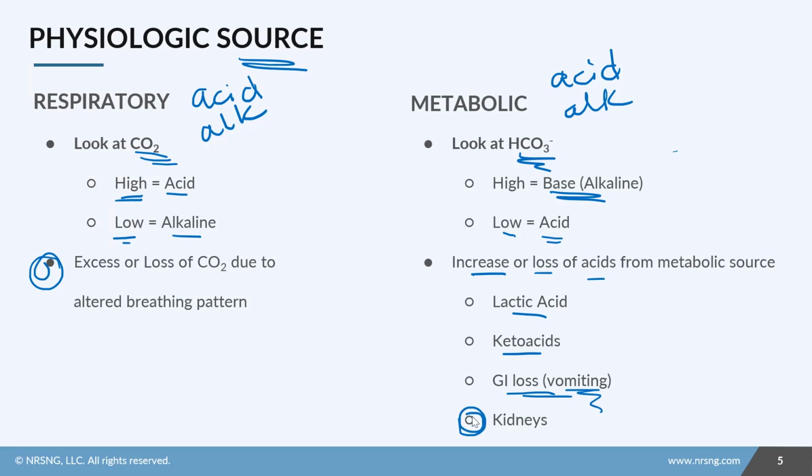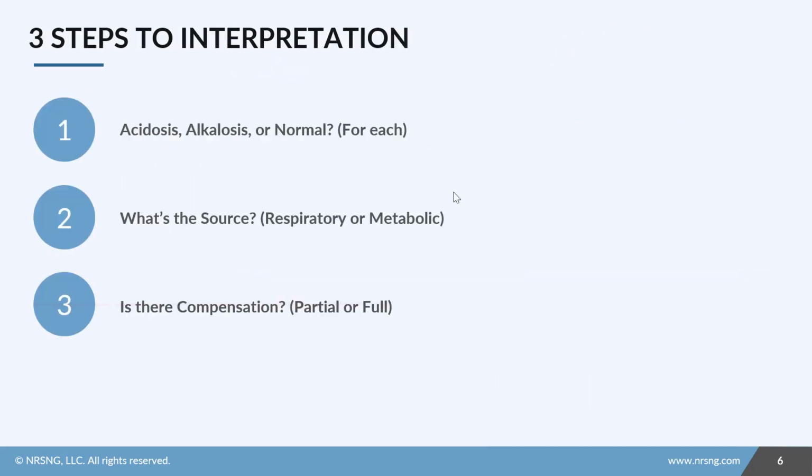Now, we're going to talk in way more detail about all of these things in their particular lessons, but just know that if the bicarb seems to be the source, then it's a metabolic issue. So I want to look at some examples really quickly with just the first 2 steps to make sure that you know how to do that basic initial interpretation.